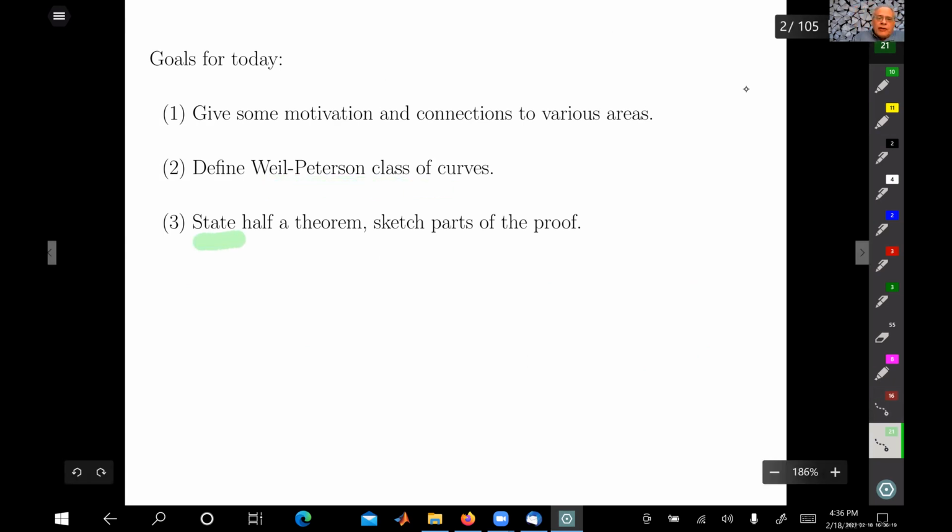And then I want to state half a theorem and sketch part of the proofs. And unfortunately, the theorem is too long to state in a 1-hour lecture, but we'll get through part of it. And hopefully, I thought I picked out the parts that might be most interesting to you.